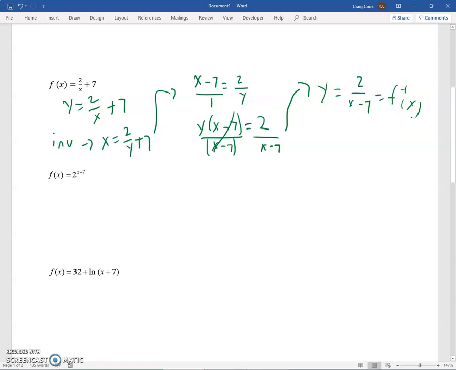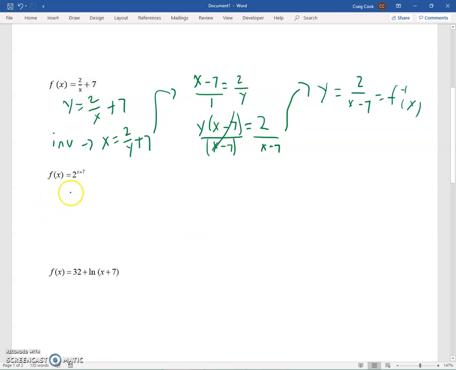If you'll notice, anytime you're doing inverses, big picture, we had a plus 7 here, so our inverse has a minus 7. We had a divided by x, so we're divided by x minus 7. That one maybe not as good an example.